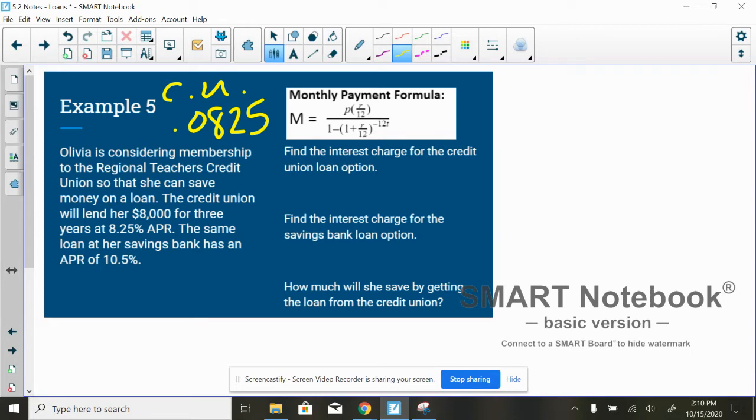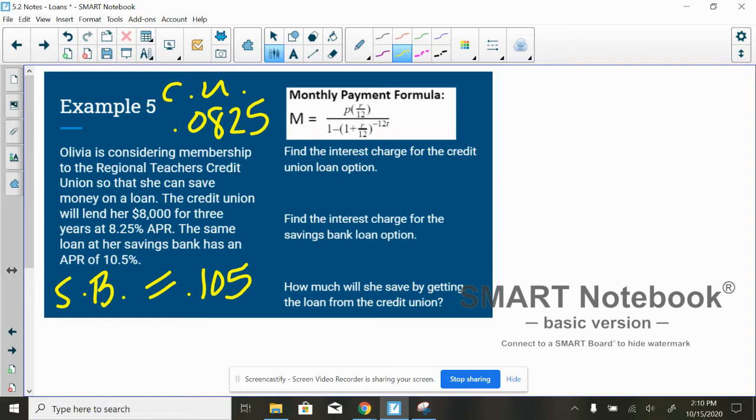Okay, now savings bank, I'm going to put that one down here. That's 10.5%. When I divide 10.5 by 100, I'm going to get 0.105. Okay, so I'm going to plug in the $8,000, the 3-year loan, and then my credit union rate of 8.25%. And it asks me first to find the interest charge for the credit union loan option.